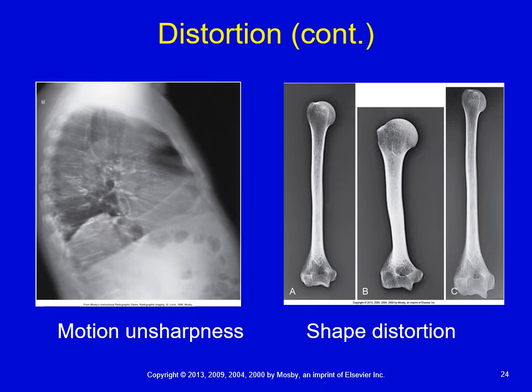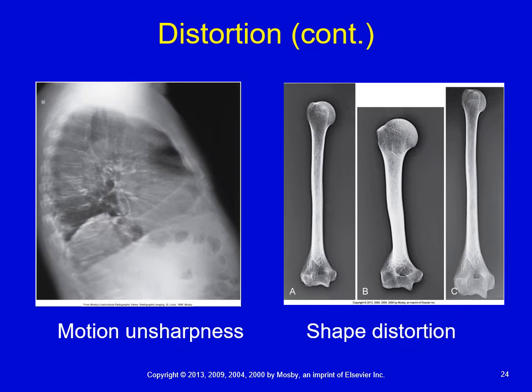All right, so this gives us a visual of some of the things that we were talking about in terms of distortion. Now, it doesn't give us the magnification, but it does give us what motion does or would do for an image, and also it shows us a little bit about what shape distortion is. So on the left, we have an image of a lateral chest, and the caption is that there is motion and unsharpness.